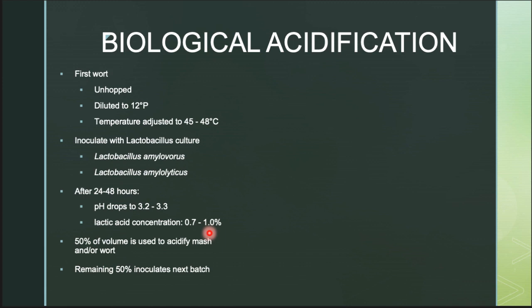The required quantity of inoculum to add to acidify the mash or the wort is calculated based on the titration to identify the concentration of lactic acid in the inoculum, and based on the calculation, like we have seen before, based on the concentration of the lactic acid. The remaining quantity of culture is then further inoculated for the next batch.